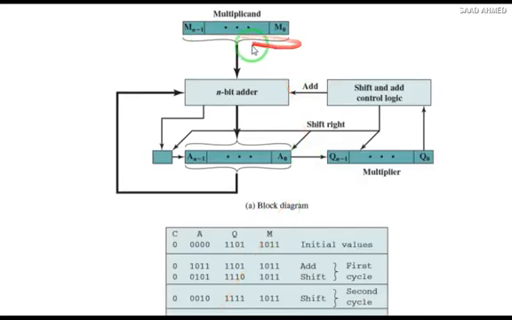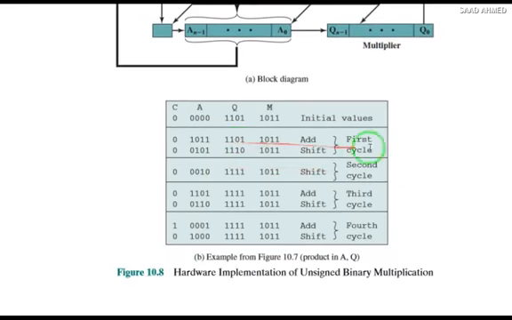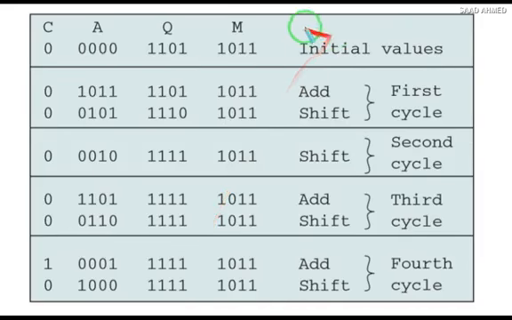Okay, where we have these registers M, and then shift and add logic, we have the multiplier and Q and A, and Q will have the result. So this is a simple block diagram, but I'm going to show you this example. First I'm going to tell you what is here.